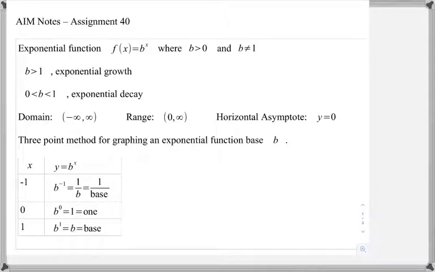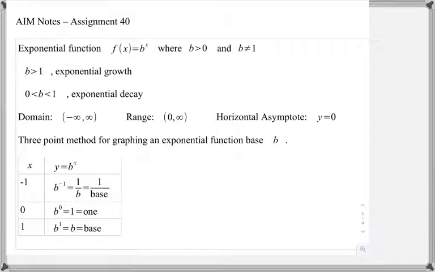Alright, in this video here we're going to be looking at assignment number 40, and we're going to be looking at kind of a brief introduction to graphing exponentials. So an exponential function will be, very basically, of the form f of x is equal to b to the x power.